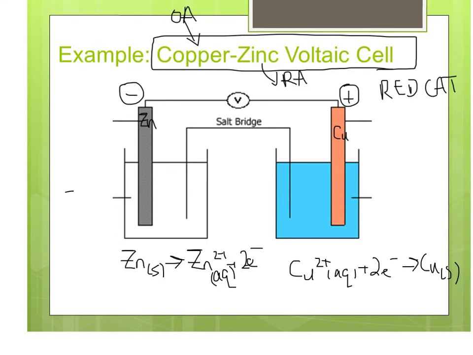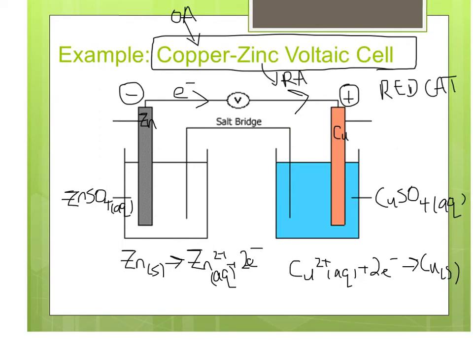The solution is likely, in this case, let's just take it as zinc sulfate. So sometimes they're also sulfates. And we'll take this as a copper sulfate solution. Usually you'll be told which one to use for your particular example. Now, to look at electron flow here, zinc is giving up 2 electrons, and copper is gaining 2 electrons.